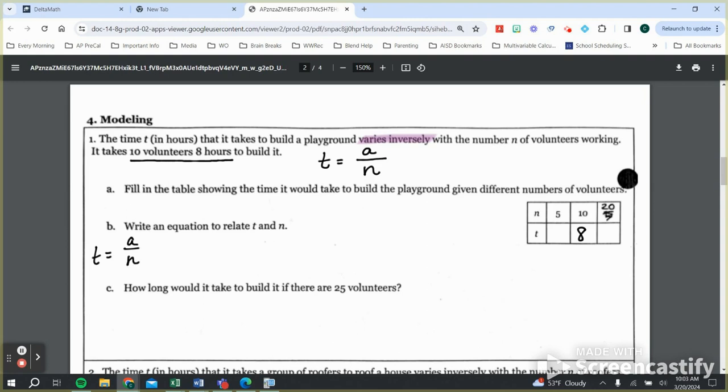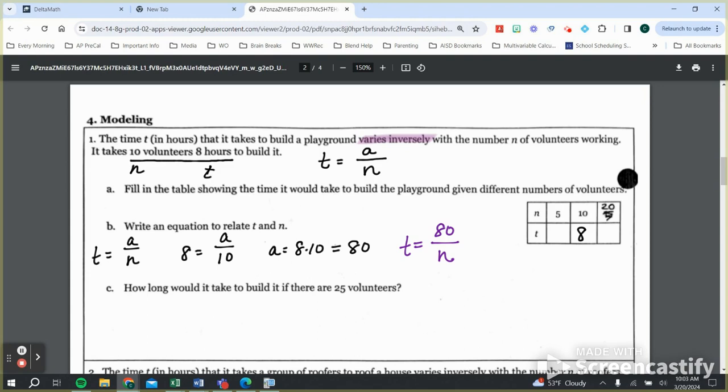Well, let's figure out our a value. So my t is time, so that's our 8. Our n is 10. So we're going to do 8 is equal to a divided by 10. So a is equal to 8 times 10, which is 80. So we know that our equation is going to be t equal to 80 over n.